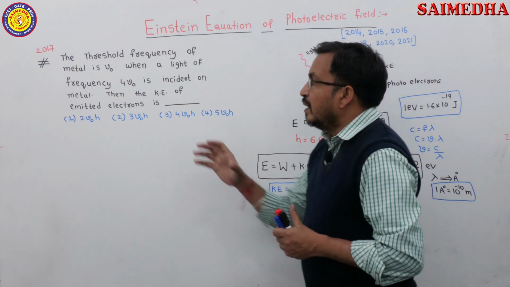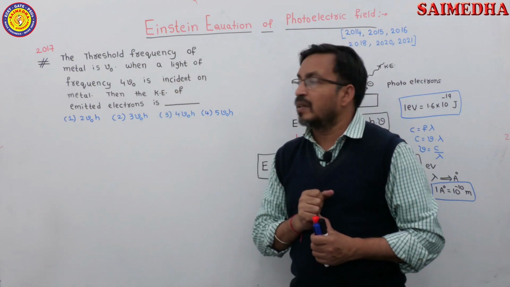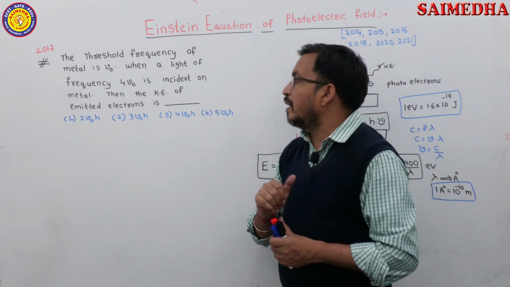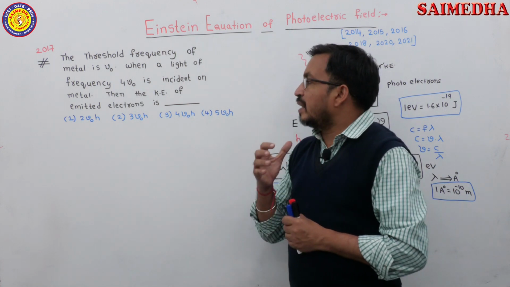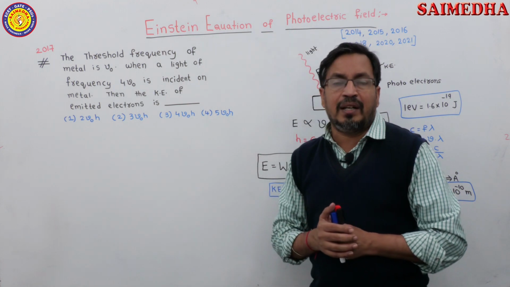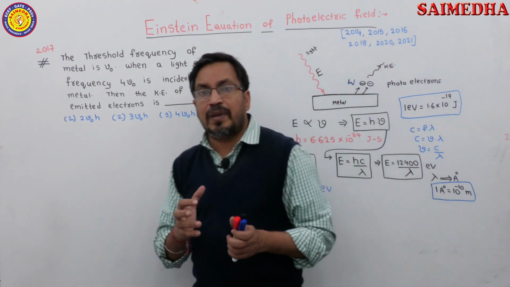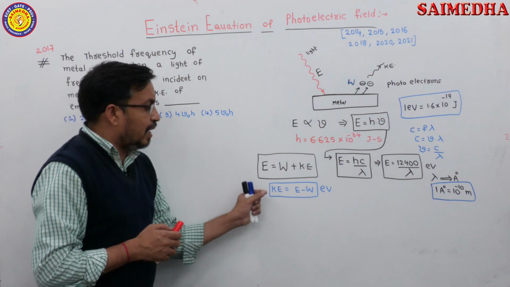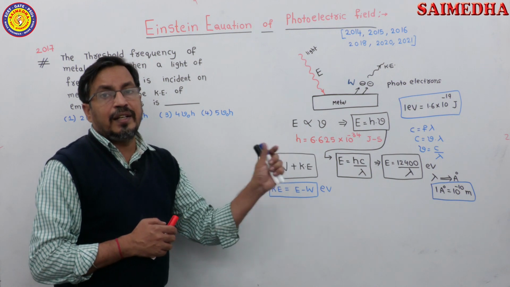Now see here, the threshold frequency of a metal is V0. When light of frequency 4V0 is incident on the metal, the kinetic energy of emitted electrons is asked. So students, just now I explained the Einstein equation. What is the Einstein equation here? Kinetic energy K equals E minus W.